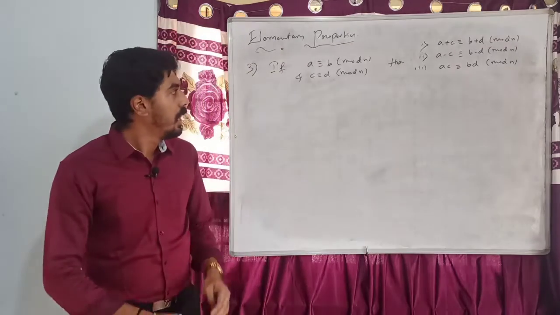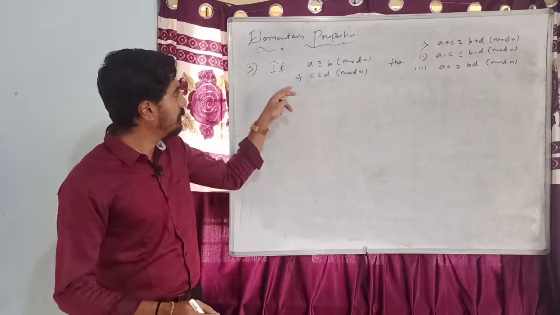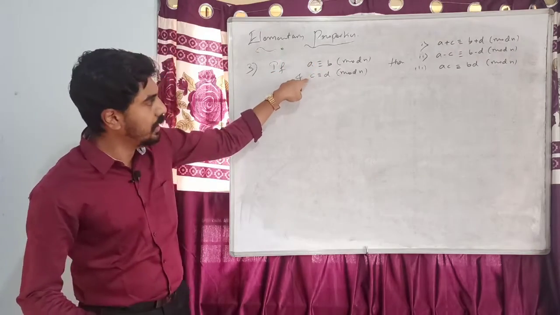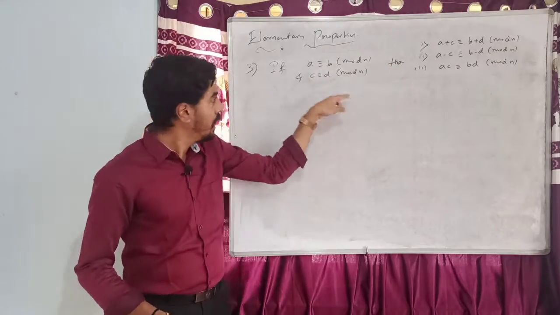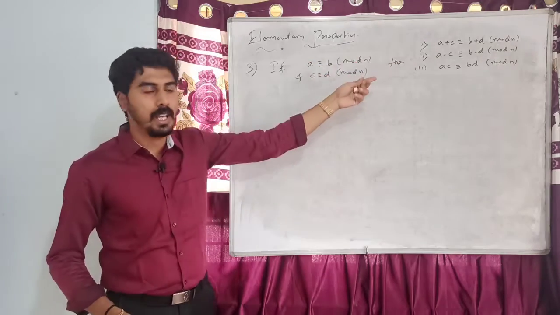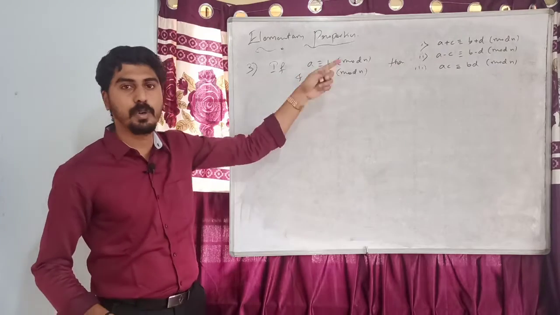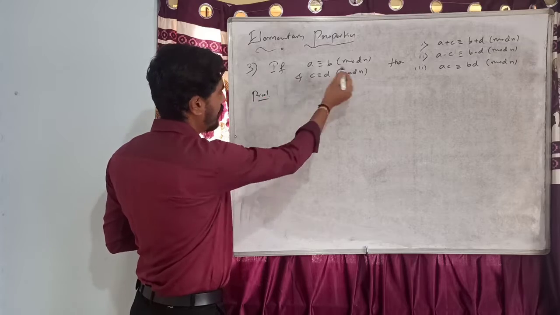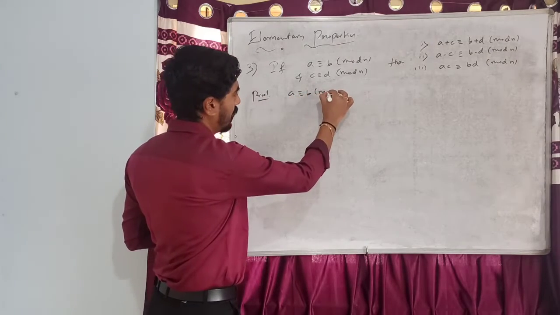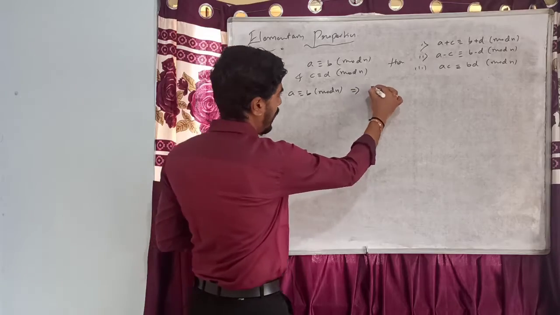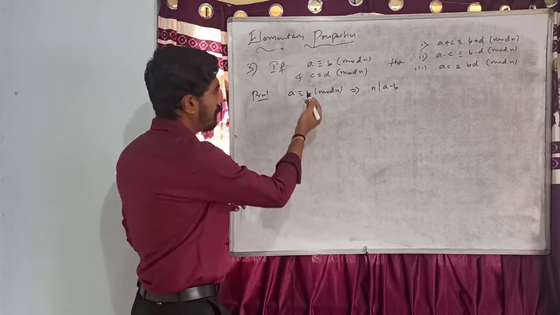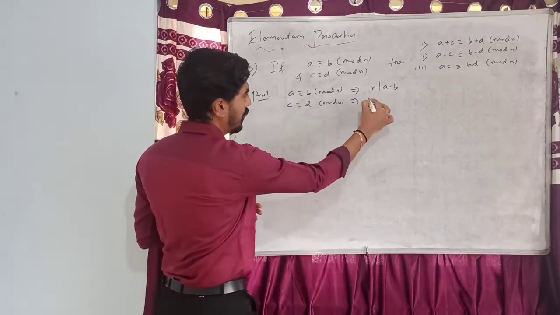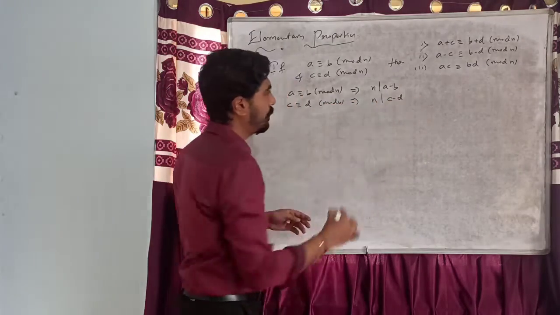Okay. Now consider the next property. If A is congruent to B modulo n and C is congruent to D modulo n, then A plus C is congruent to B plus D modulo n, A minus C is congruent to B minus D modulo n, and AC is congruent to BD modulo n. To prove this, first given that A is congruent to B modulo n, this implies that n divides A minus B. Similarly, given that C is congruent to D modulo n, n divides C minus D.